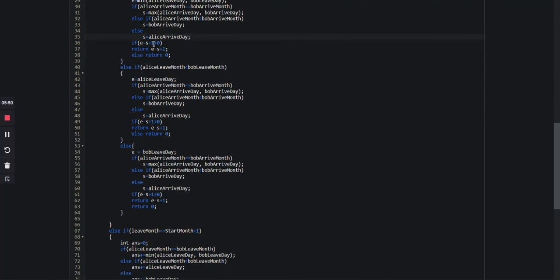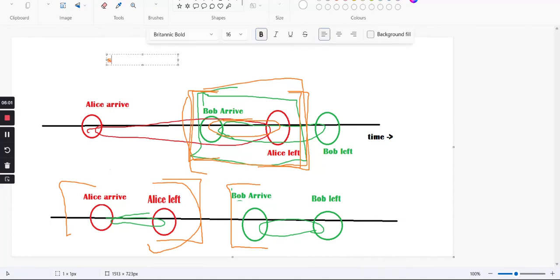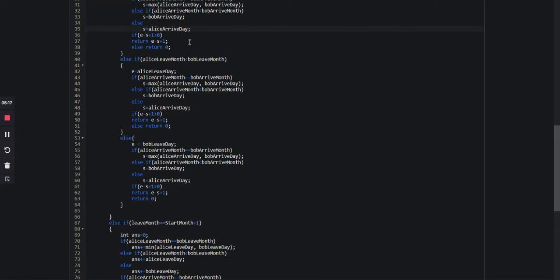And finally, the answer will be the difference, n minus start plus 1. Why are we doing plus 1? Because suppose the start point was 15 and the end point was 16, then the number of days which they can spend together is 2, the 15th and 16th. But if we do 16 minus 15, we will get the answer 1. So we need to add 1 to it. So this is how we can do it.